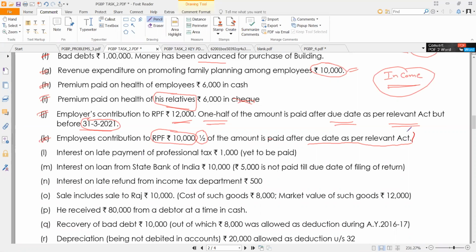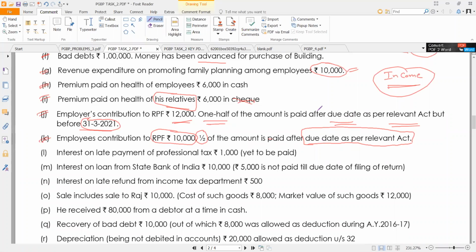Delhi High Court says, who are you to say that? If they pay even before the due date for filing the return of income also, it is okay. So there is a contradiction there. That is reality. In reality, everything will not be black and white. We have to take a call there.